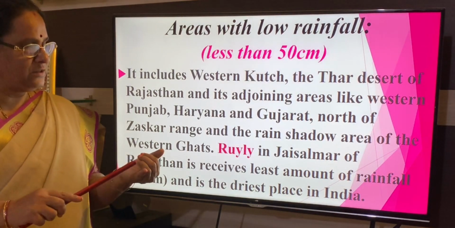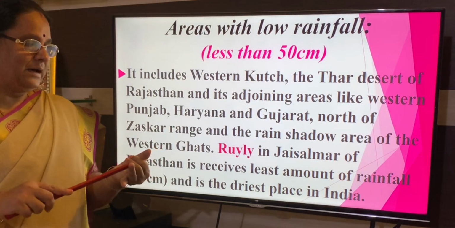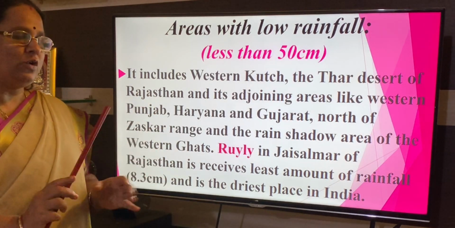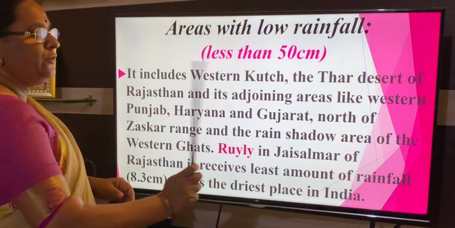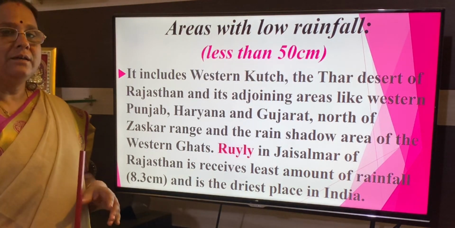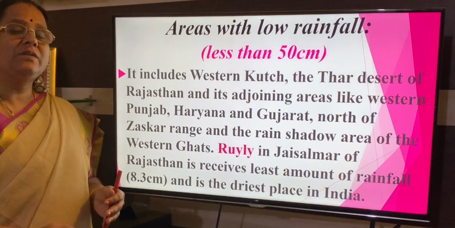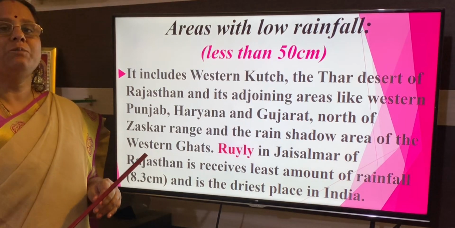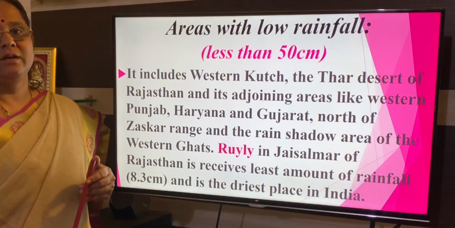So you have to mention these places: Gujarat, Haryana, Punjab. If you mention these places, with that you also have to mention the rain shadow area of Western Ghats. And the least rainfall we receive is in Jaisalmer, which is located in Rajasthan, and we receive only 8.3 centimeters of rainfall.